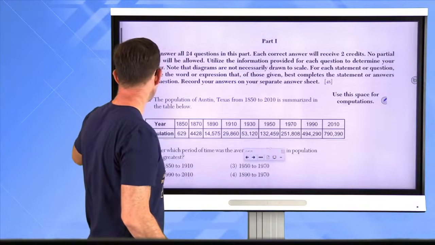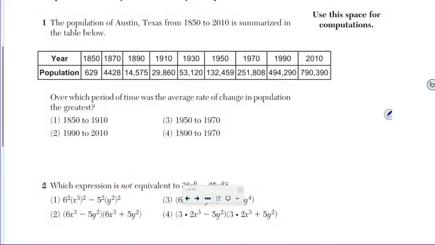All right, here we go. Problem number 1. The population of Austin, Texas from 1850 to 2010 is summarized in the table below. Over which period of time was the average rate of change in population the greatest?